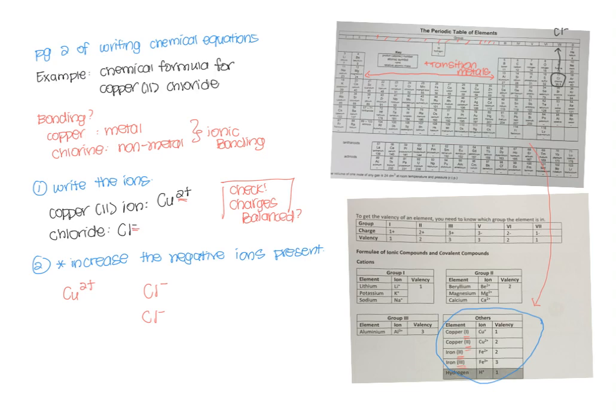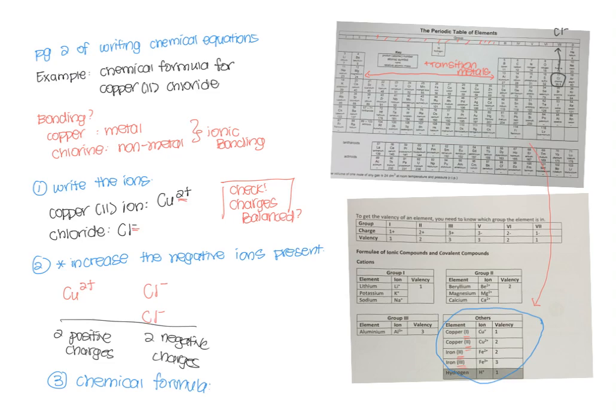2 positive and we have 2 negative. How do we display? Cu, Cl2.